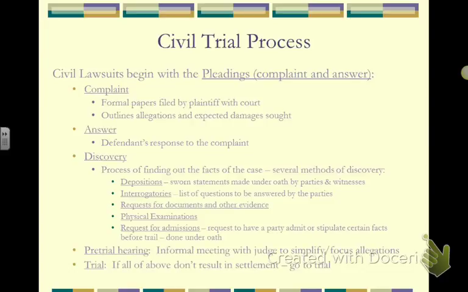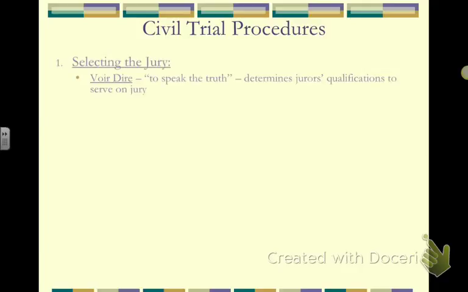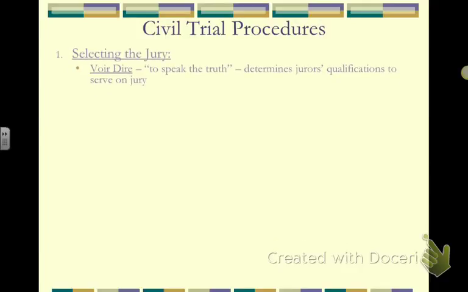Then you might have a pretrial hearing with the judge. And in that pretrial hearing, you can agree that the case is going to be decided at that point, or you can move forward to trial. If you move forward to trial, the first thing that happens is we select the jury. The selecting of the jury is called voir dire. Voir dire is Latin for speak the truth. It determines if the jurors are qualified to be a juror in that trial.